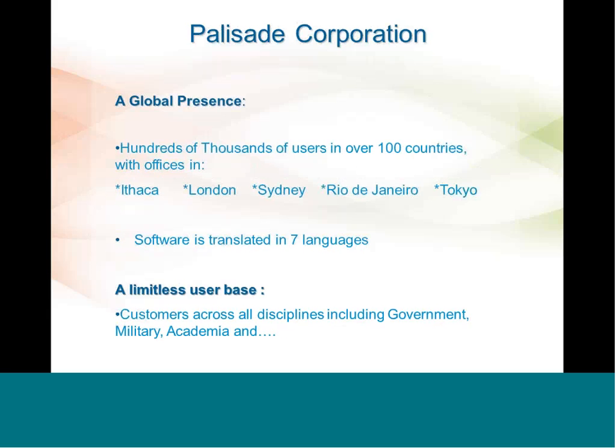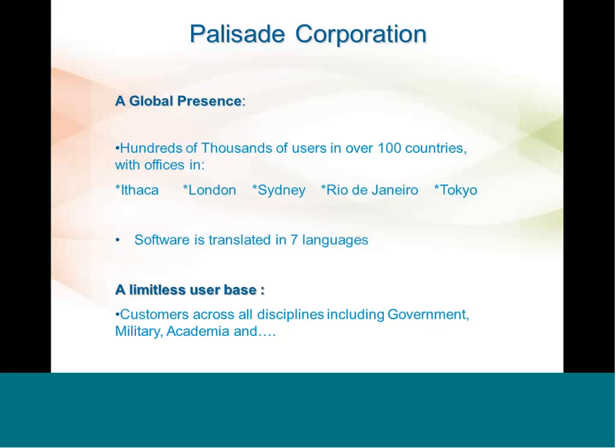Although we are a small company and privately owned, we have hundreds of thousands of users in hundreds of countries across the entire continent. Our software company was started in Ithaca, New York. That's where our home base is. You may be familiar with Cornell University. A lot of people in this company are Cornell alum. And over the years, we've grown. We have satellite offices now in London, Sydney, Rio, and we recently opened an office in Tokyo.